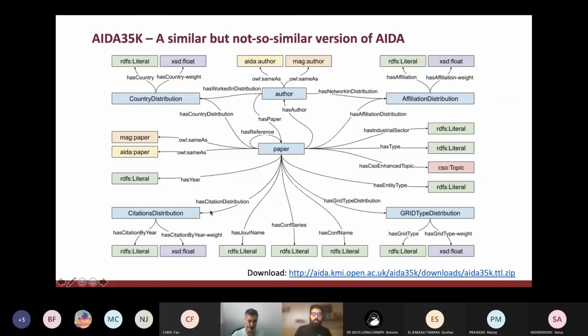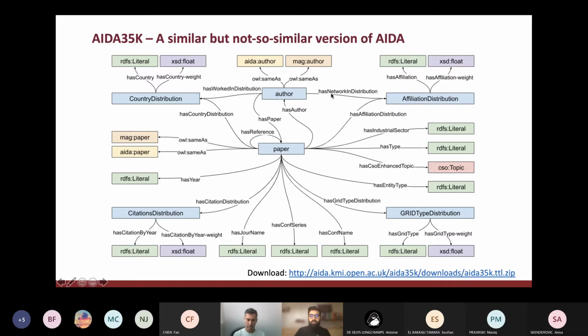So from the paper, you have a citation distribution, which contains the year, and it contains also the weight. So it means how many times, what is the weight of how many times this paper has been cited in this year. So the country distribution, you see the country, and then you get the weight. Then you see the affiliation, so the Open University or Université Libre de Bruxelles, you get the weight 0.66 or 0.33, and you can see also the grid type distribution, academia or industry, and their weight.